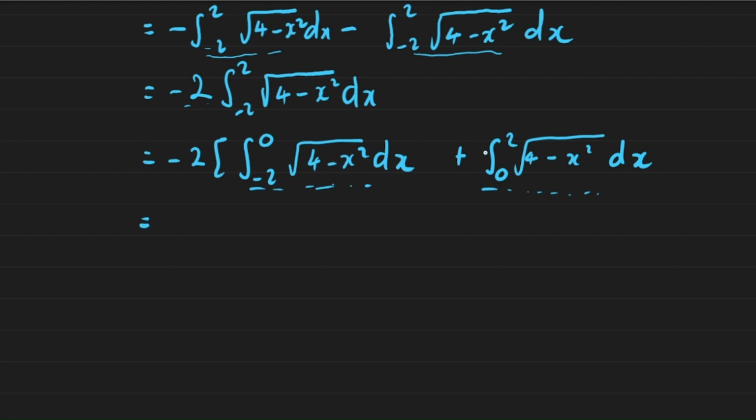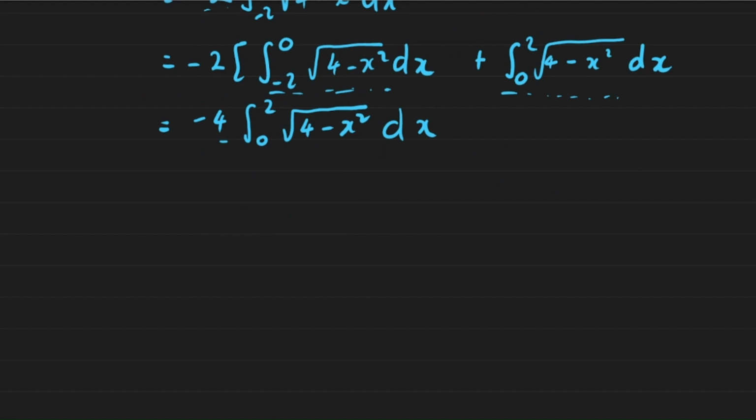Okay, so 1 plus 1 is 2, and then 2 times 2 is 4. So we'll have a minus 4 in front of the integral, and we'll have it from 0 to 2 of the square root of 4 minus x squared dx. So all we need to do at this stage is just evaluate this integral. The way to evaluate this integral would be to do a substitution, as is done in single variable calculus, and that is to let x equal to 2 sine theta.